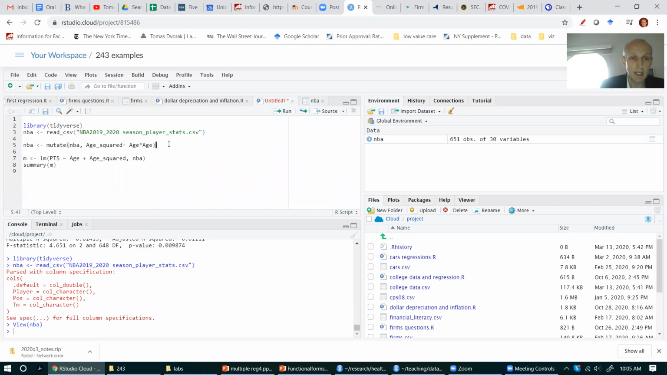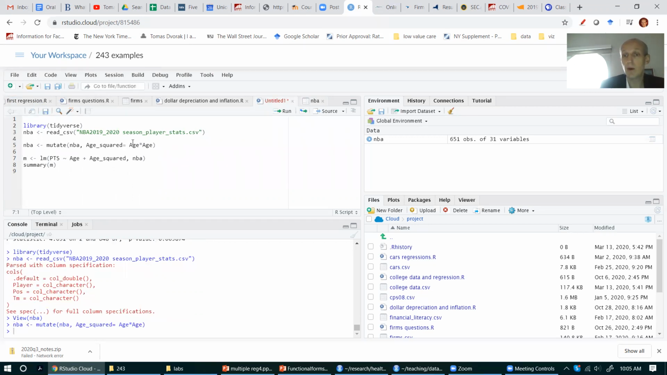I'm going to need to create a new column, age squared. I do that using the mutate function. I mutate the NBA data frame that I just created. The new column is called age squared, and it's equal to age times age. So if I run that using Control Enter, now I have 31 variables.